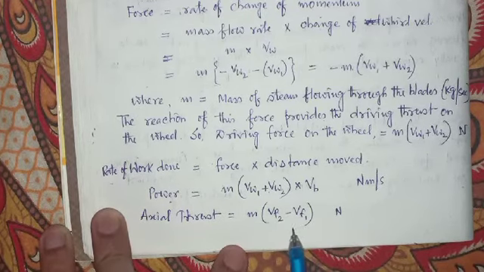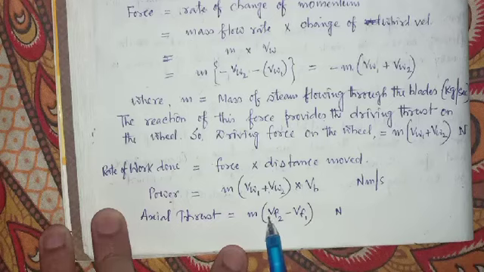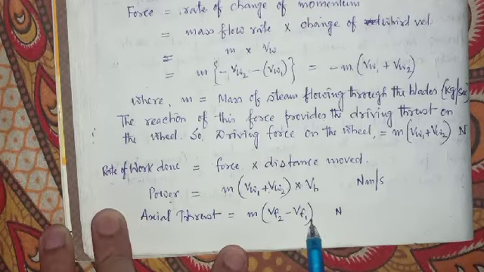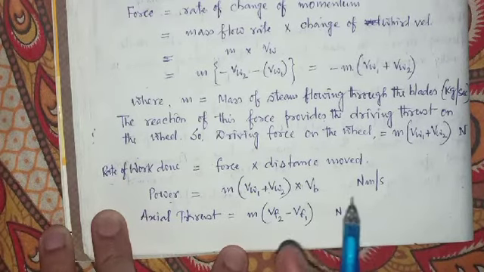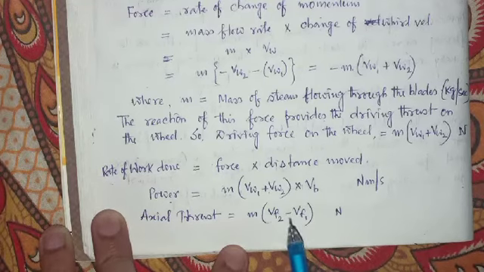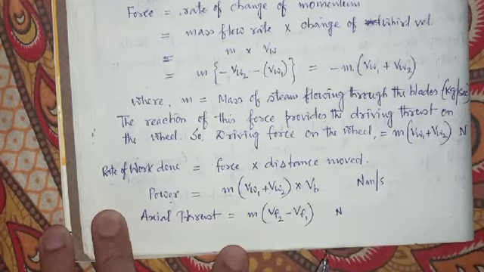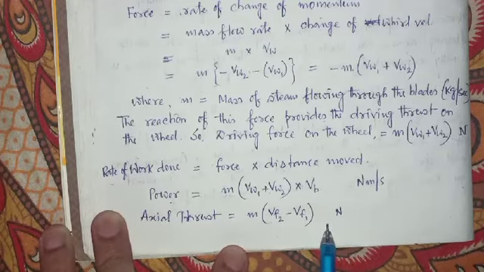Now if VF2 is less than VF1, the end thrust is along the turbine shaft in the direction of the velocity of flow. If it is opposite, meaning VF2 is greater than VF1, the end thrust is in the opposite direction to the velocity of flow. It is measured in Newton, that is in unit of force.